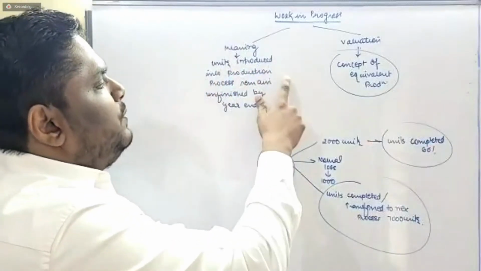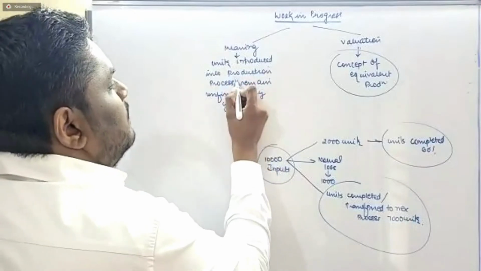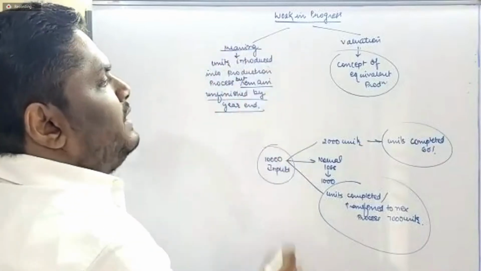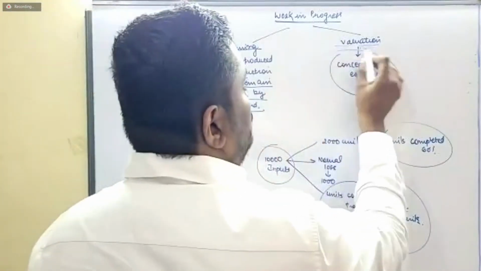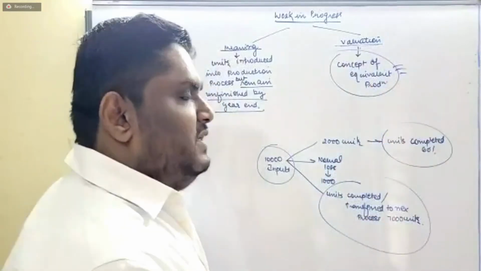Units introduced into a process but remain unfinished by year end is work in progress. When talking about how to value this work in progress, the concept of equivalent production comes into picture.